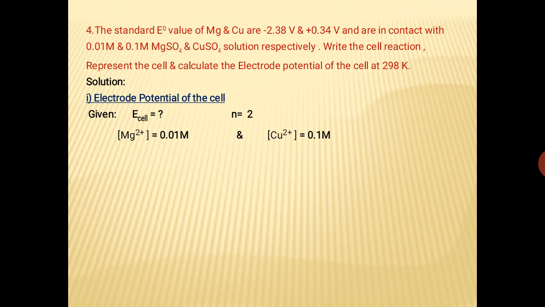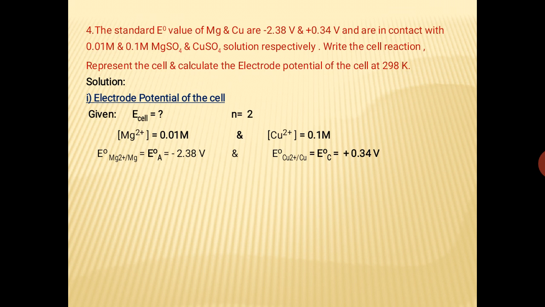Next, it is clearly visible here that the molar concentrations of the Mg and Cu ions are Mg2+ 0.01 molar and Cu2+ 0.1 molar, which is given in the problem and can be identified easily. Now, to calculate the electrode potential, what else do we need? We need E0 cell. But E0 cell is not directly given here.